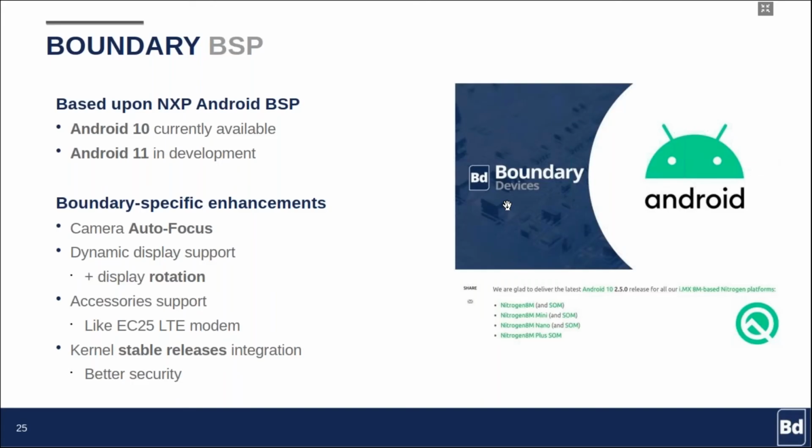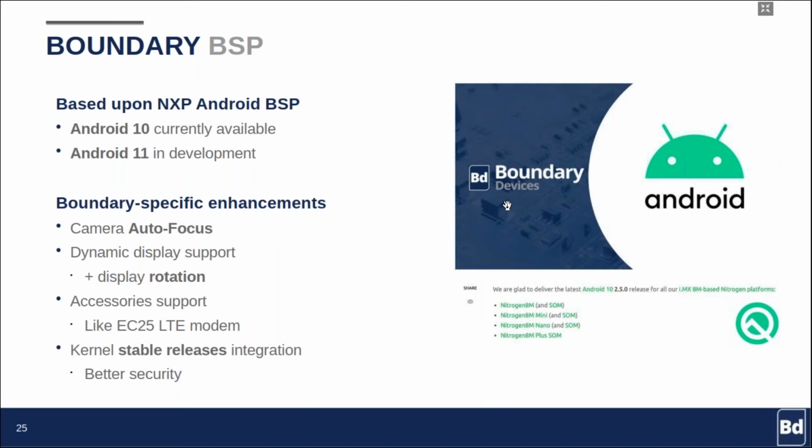So now let's have a look at the solutions from Boundary Devices. As we said, it is very important to rely on the silicon vendor for the BSP, and that's what we do. NXP provides good Android BSP support for their i.MX processors, with updates about every 6 months. So we try to follow up. We currently have Android 10 available, and Android 11 is in development and should be available in a few weeks.